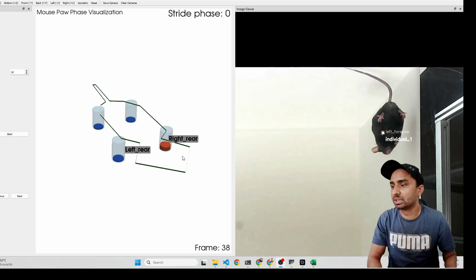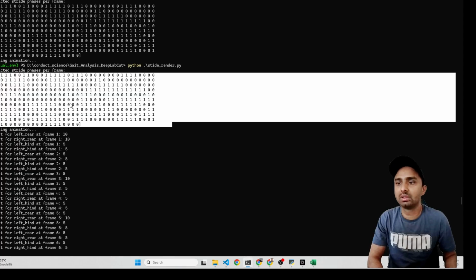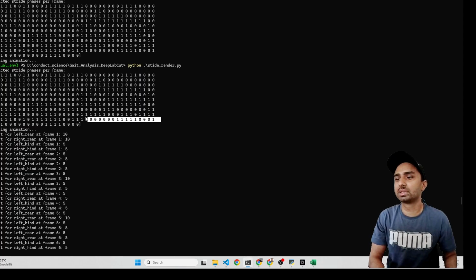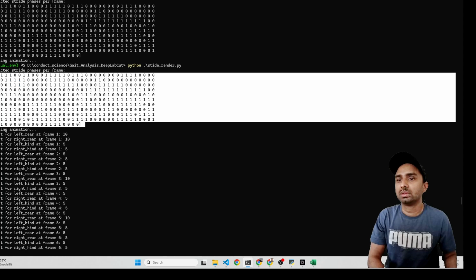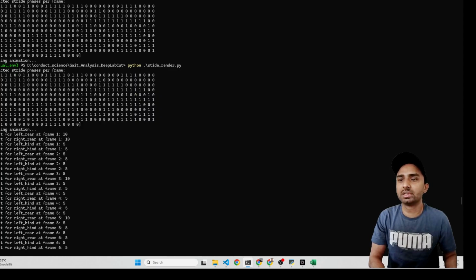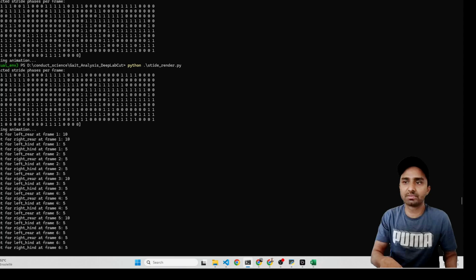So based on this data, the algorithm predicts a factor. Basically, this value represents the state of a stride. Zero means it's in the stance position. One means it's in the swing phase.